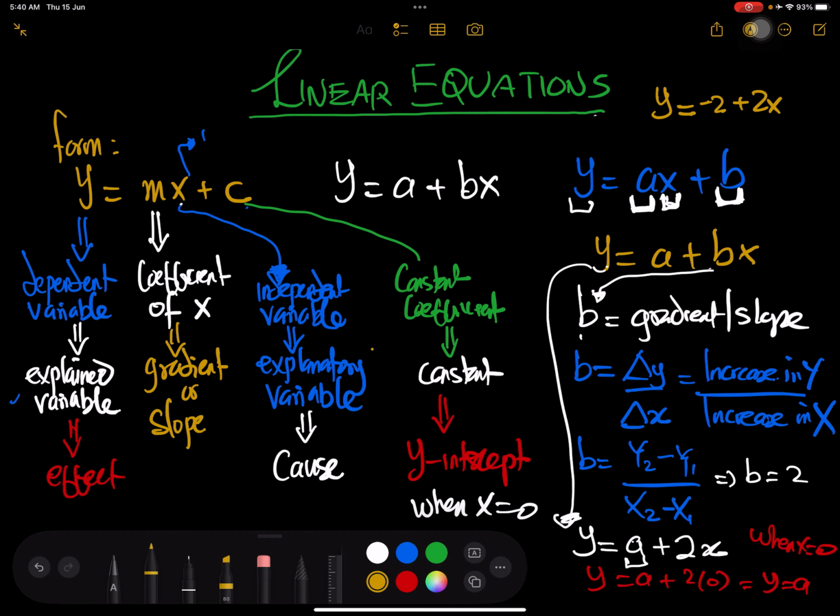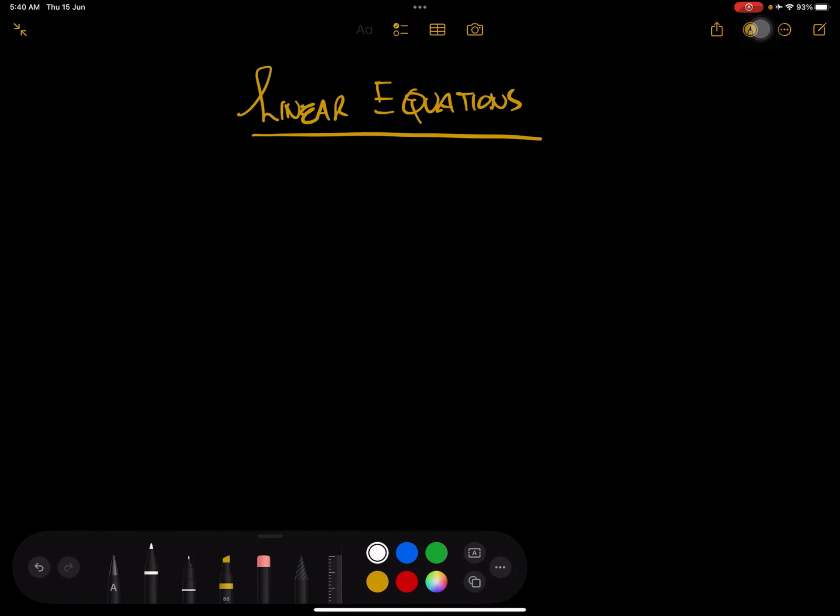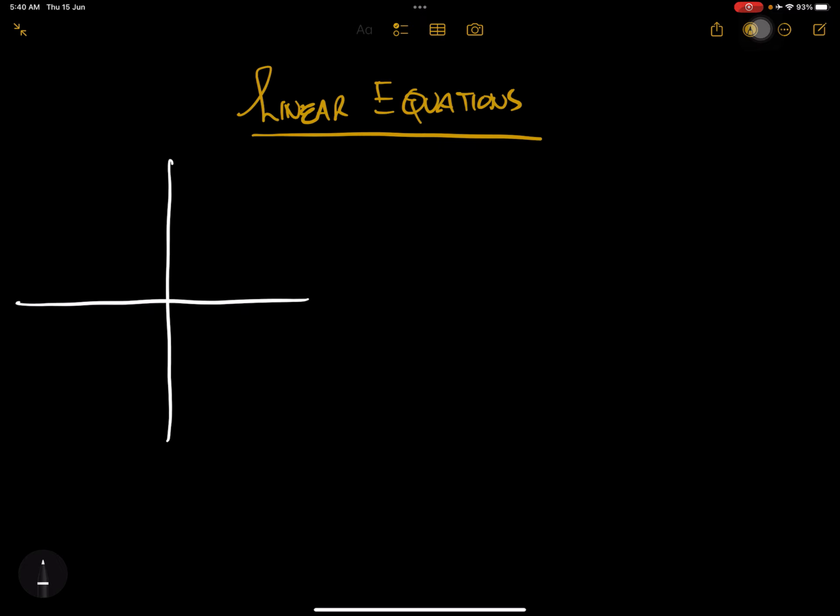So let's take some examples quickly. Let's say we are still on linear equations. Let's imagine that we have 2 points. So let's draw something like this. We know this is our y-axis, and we know this is our x-axis. Let's imagine that there's a point here, and we also have a point there.